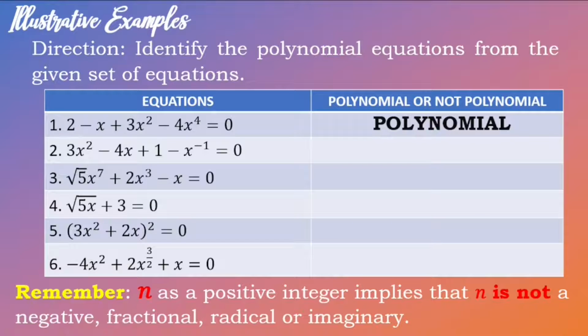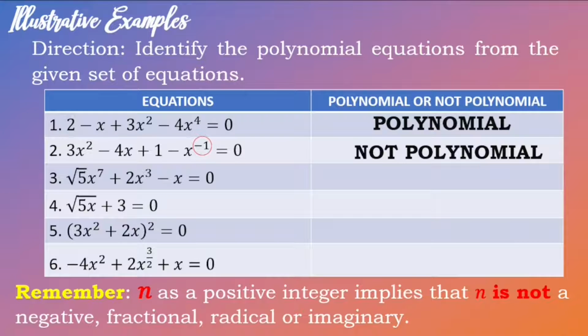Number 2, 3x squared minus 4x plus 1 minus x raised to negative 1 is equal to 0. A polynomial equation or not a polynomial equation? Number 2 is not a polynomial equation. Why? Because x raised to negative 1 has a negative degree or a negative exponent.